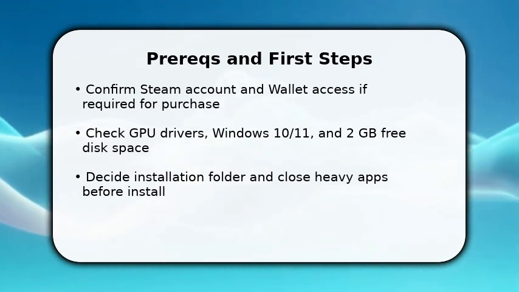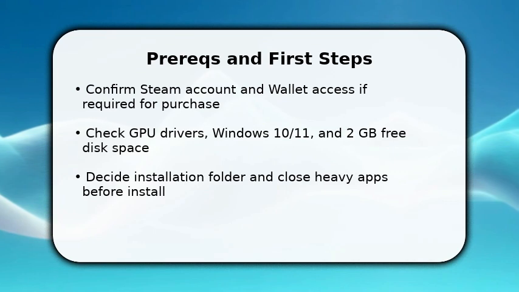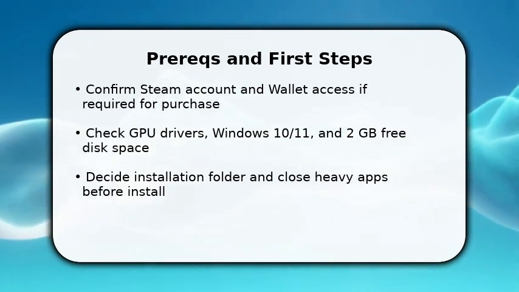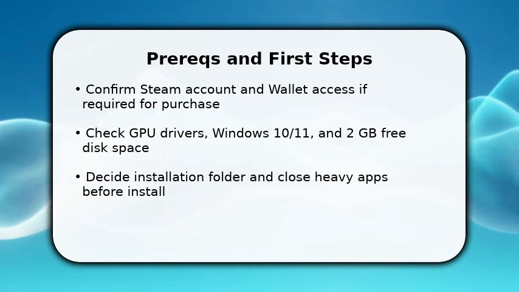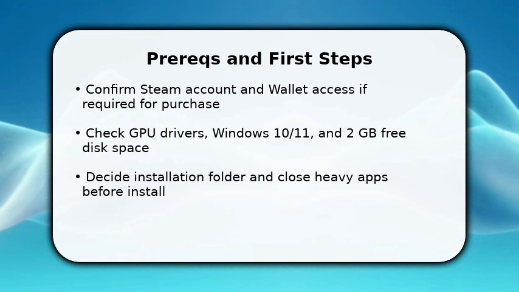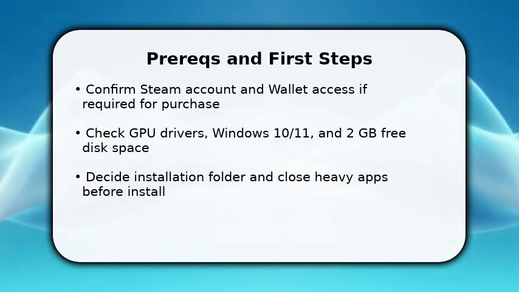Once done, pick an installation folder with at least a couple gigabytes free and close games or editors to avoid conflicts. Now open Steam, search Wallpaper Engine, and click Install. The app will download the core files and add itself to your library.